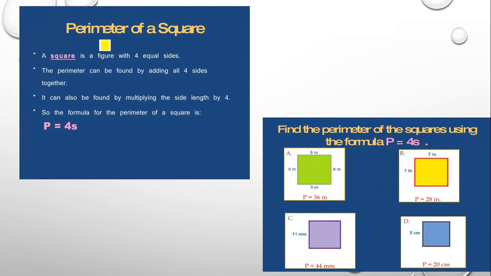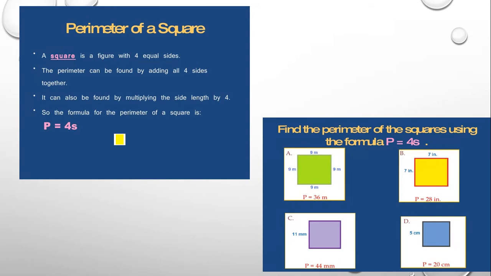Now, perimeter of a square. A square is a figure with 4 equal sides, right? That's the definition of square. Perimeter can be found by adding all 4 sides together, or it can also be found by multiplying the side length by 4. Why by 4? Because 4 sides are given and all the 4 sides are equal in case of square. So the formula for the perimeter of a square is 4s, that means 4 into side.